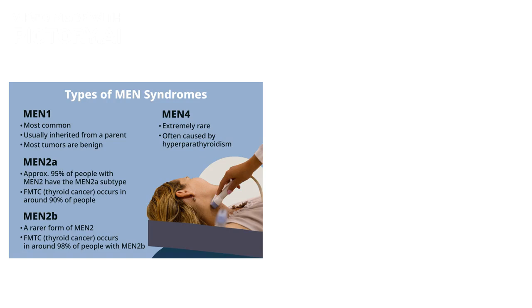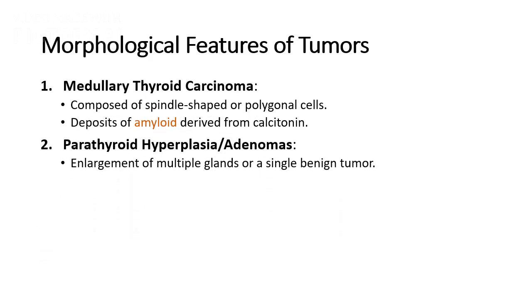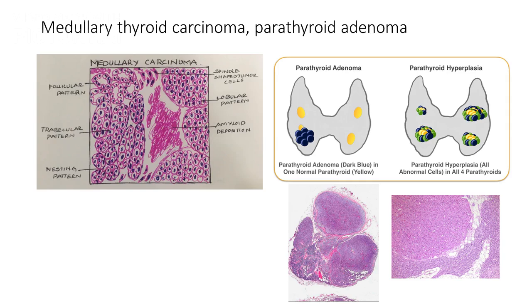The morphological features of tumors in MEN syndromes include medullary thyroid carcinoma with amyloid deposits, parathyroid hyperplasia or adenomas, and pheochromocytomas with Zellballen architecture and salt and pepper chromatin. Medullary thyroid carcinoma and parathyroid adenoma are two significant conditions affecting the thyroid and parathyroid glands. The images show the histological patterns of these conditions, highlighting the differences between normal and abnormal tissues.